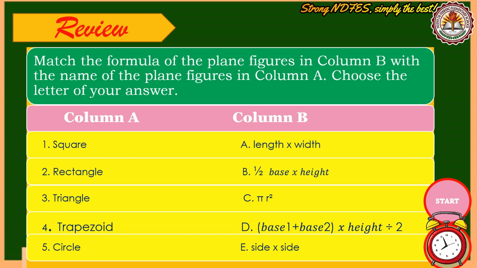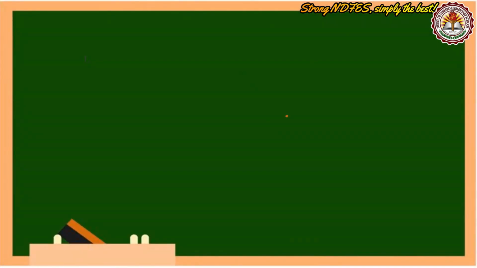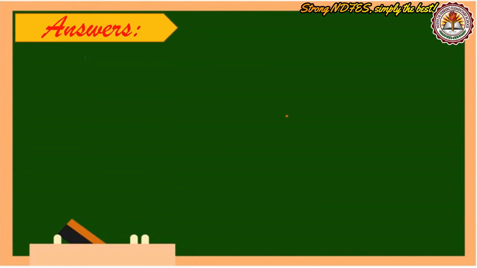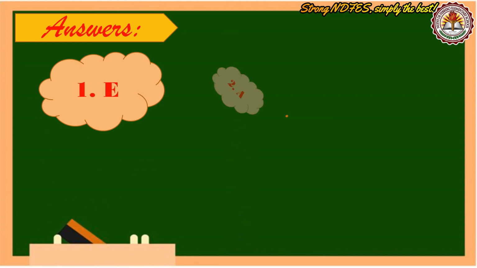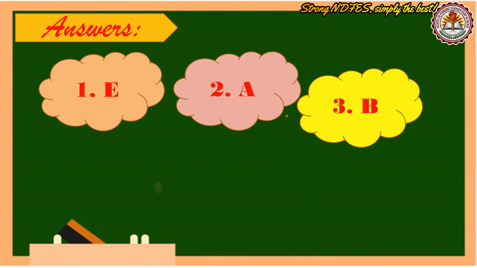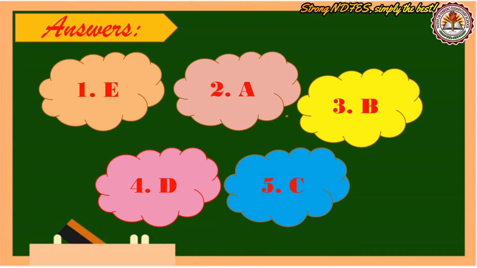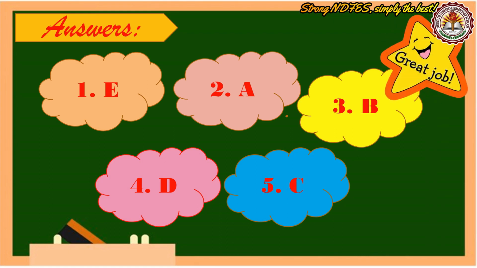Time is up. Now, let us check your answers. Be sure to practice honesty at all times. Ready? Number 1, letter E. Number 2, letter A. Number 3, letter B. Number 4, letter D. And number 5, letter C. Great job! You get a very good score in our review. Congratulations!